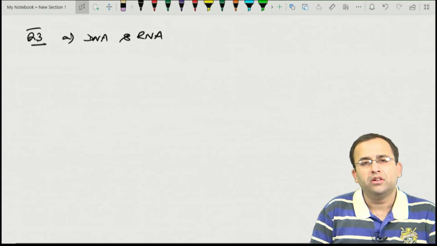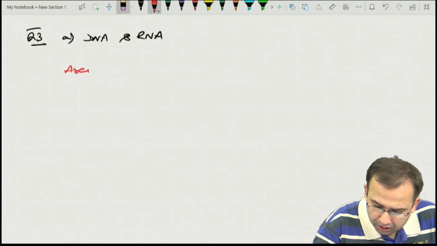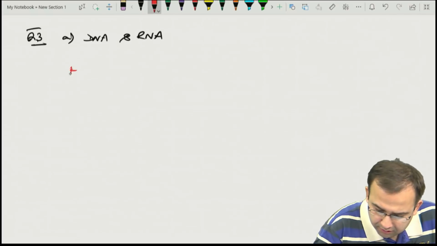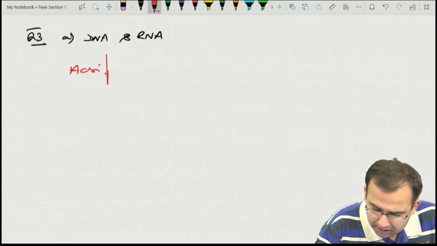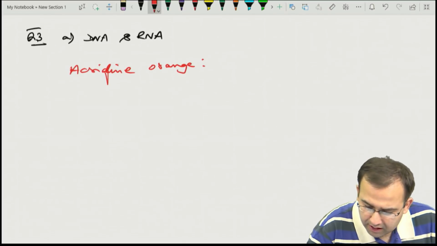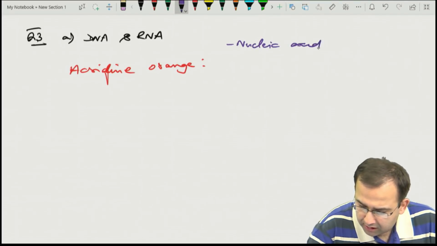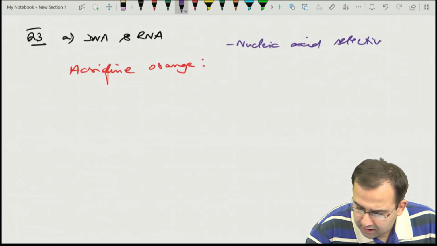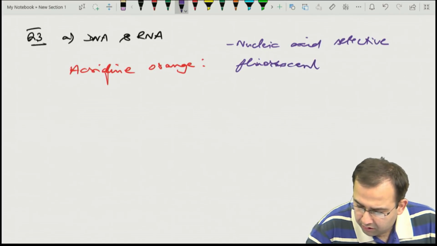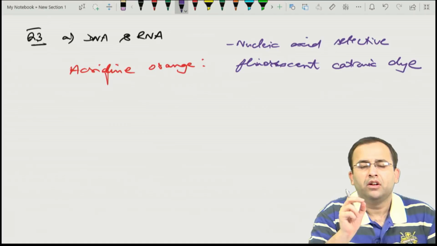So before we go further, let us have a slightly more detailed look at this. Acridine orange is a nucleic acid selective fluorescent cationic dye. Next point, the name tells you everything.